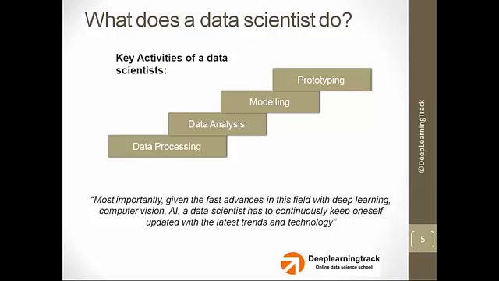And most importantly, it's not a static field, right? This is a field where a data scientist has to continuously keep updated with the latest trends in technology, because things are changing very fast. We are not just restricted to machine learning right now. We are actually now moving into deep learning, computer vision, AI. So a data scientist has to continuously keep oneself updated with the latest trends in technology. And I'm not going into too many examples here. I'm going to explain all of this through a case study towards the end of the session.